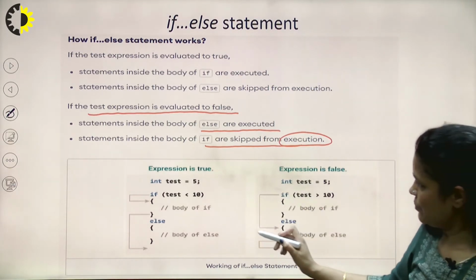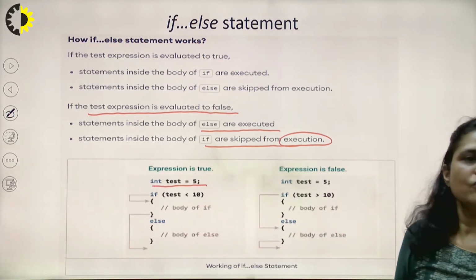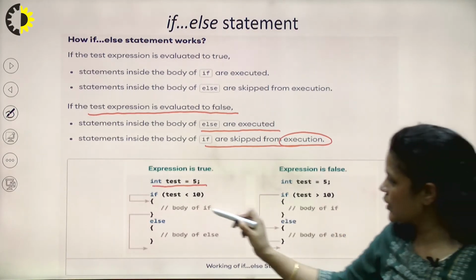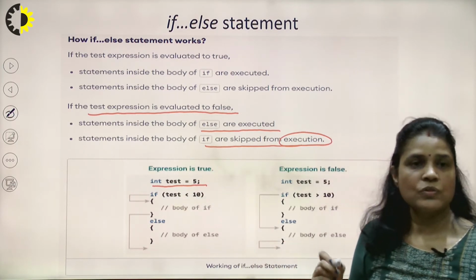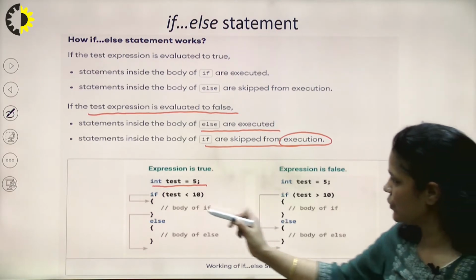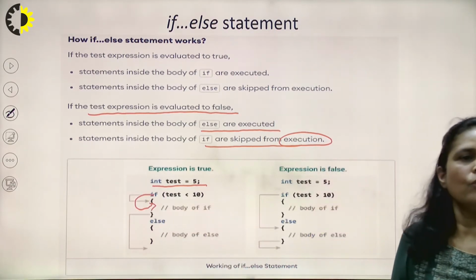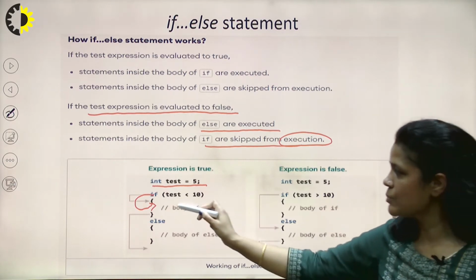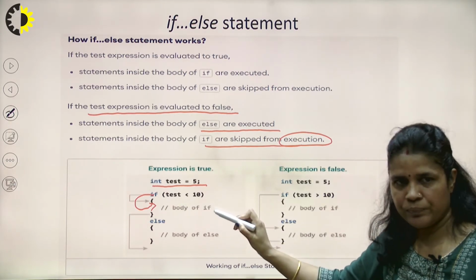Here we can see we are taking a variable test with the value of 5, and we are checking if test is less than 10. So what is this condition? This condition is true. So what will happen? Compiler's control will come here at the body of this if statement. If there are some statements, they will be executed, right?